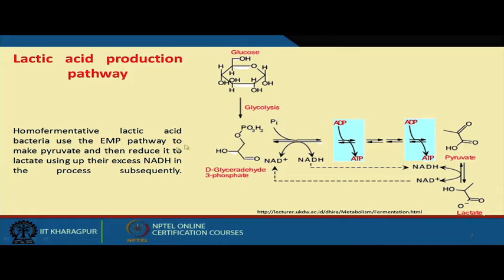So the homofermentative process, how it forms, I told you this, it follows the EMP pathway. In the EMP pathway we get pyruvic acid, and I showed you here the pyruvic acid. With NADH, the pyruvate is converted to lactate. This is how it is produced.